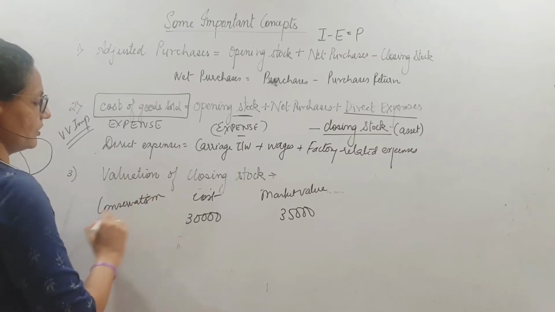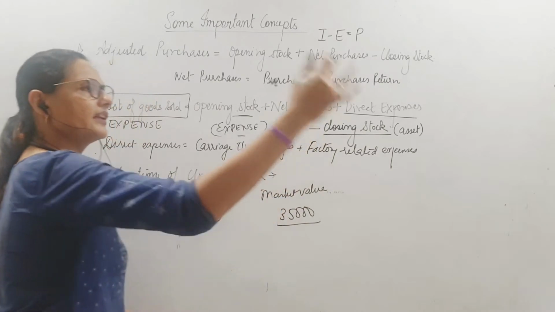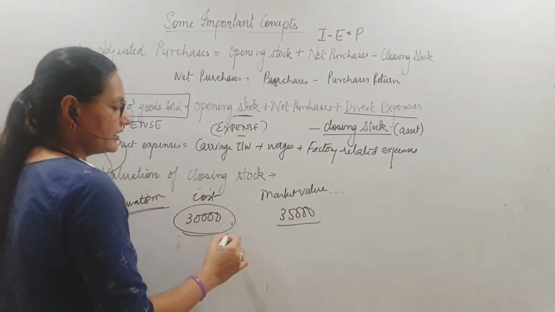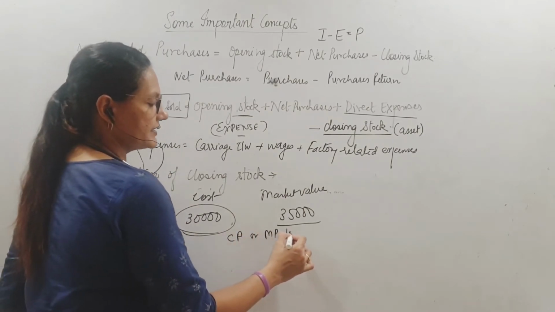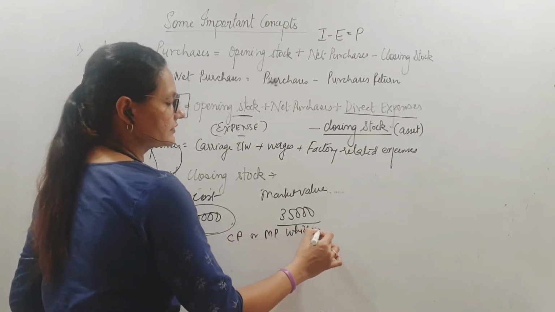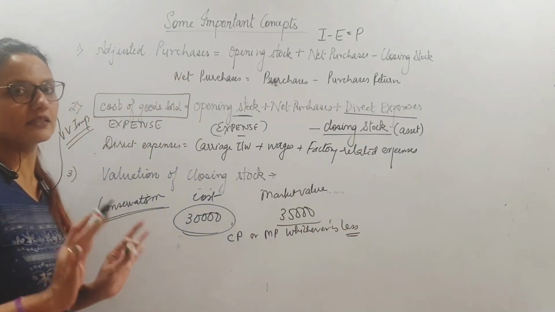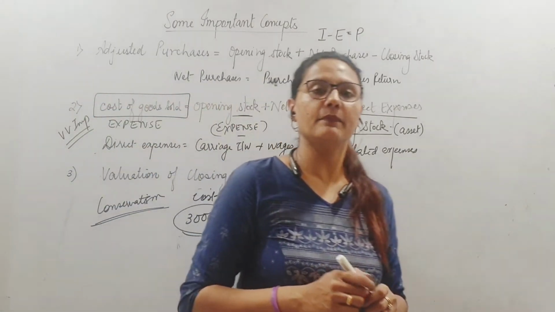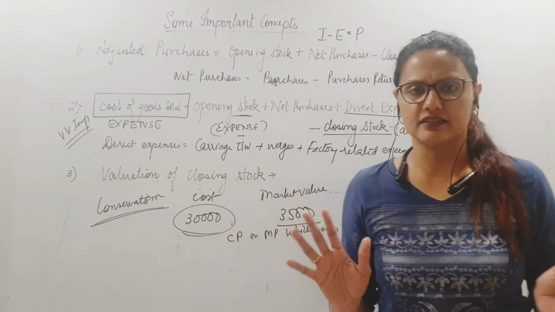Conservatism, the principle of conservatism, meaning no problem, if it sells for 35 later on, fine, but right now I will value at this. So I will value at cost or market price, whichever is less. That is my principle. Whichever is less, I value my asset as that, because if I get to sell it at a higher price, fine, that's a gain for us.